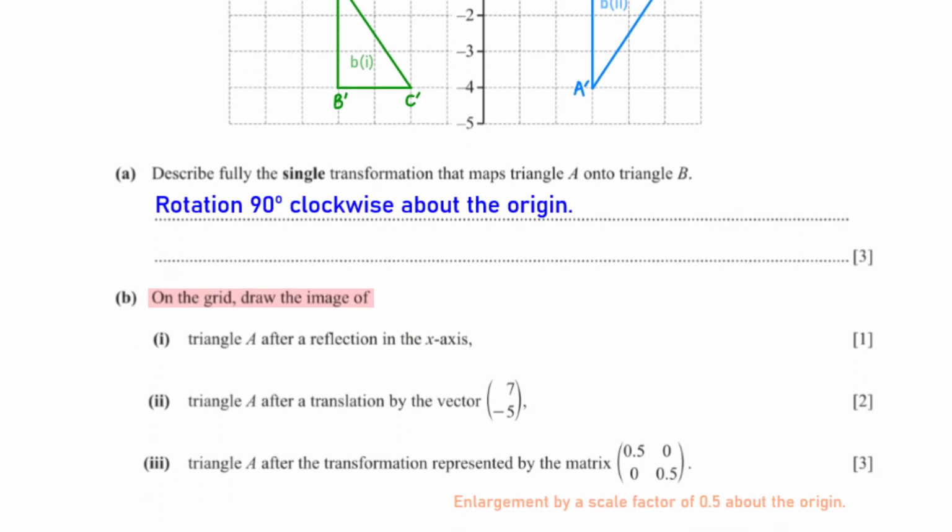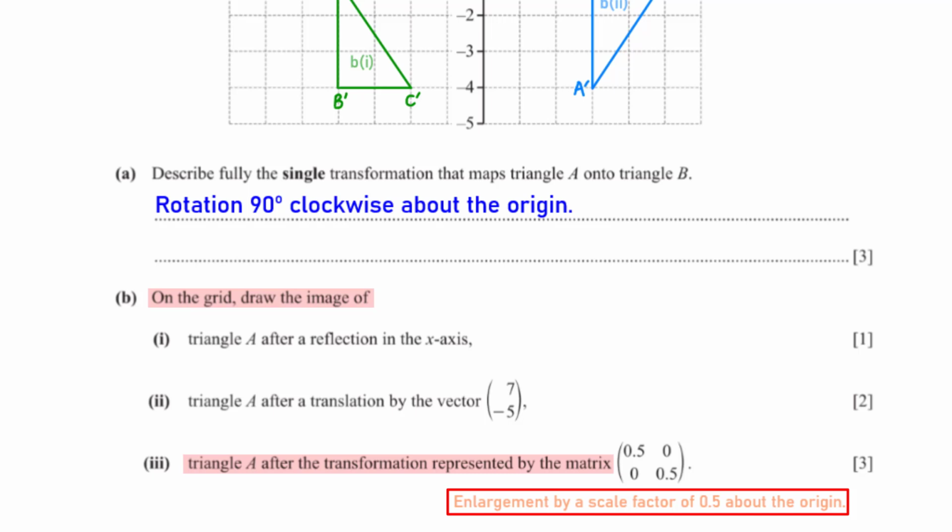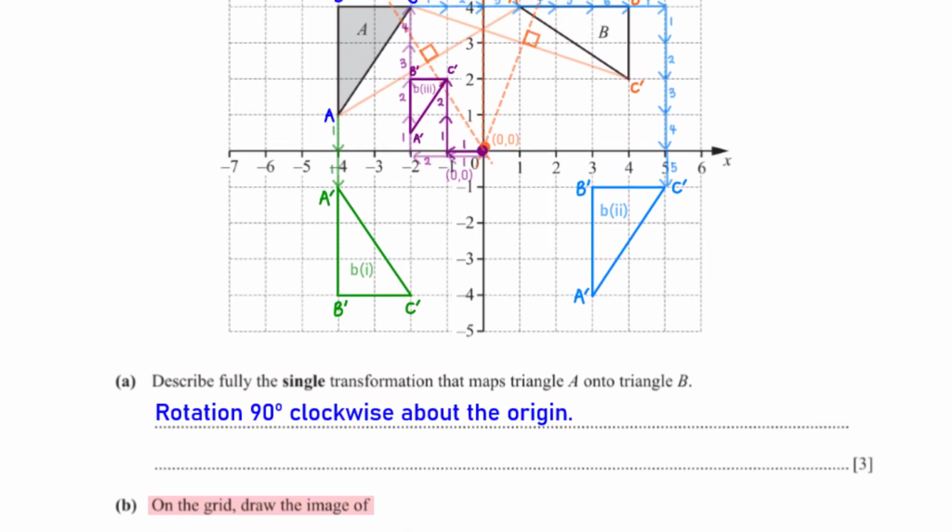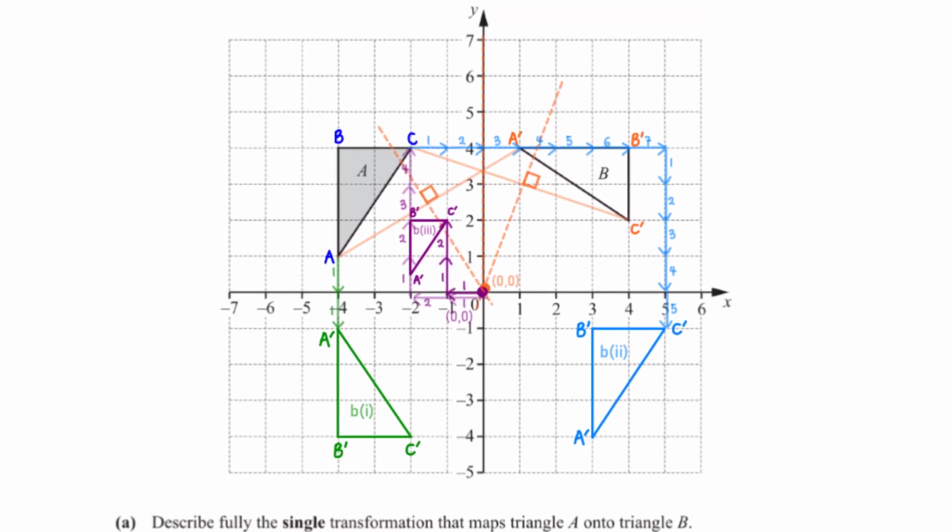On the grid, draw the image of triangle A after the transformation represented by the matrix (0.5, 0; 0, 0.5). The given matrix represents an enlargement by a scale factor 0.5 about the origin. So now let's apply this transformation to triangle A. First, we mark the center of enlargement, which is the origin.